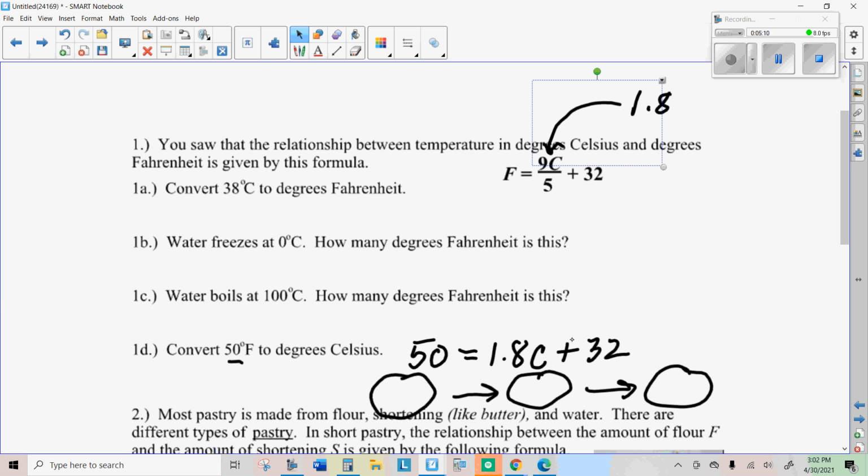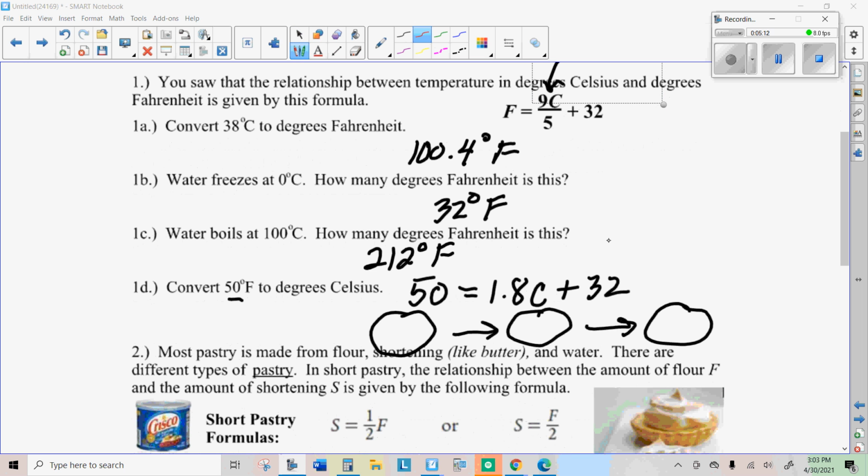All right, go ahead and do those 4 problems. All right, here's what I got for those. On this last one, I'll just remind you how to do this. So the first thing you're going to do is multiply your input by 1.8. Then you're going to add 32 to that, and you're going to end up with 50 degrees Fahrenheit. So we're going to go back by doing minus 32. That gives us 18. And then we're going to divide that by 1.8, and that gives us 10 degrees Celsius.